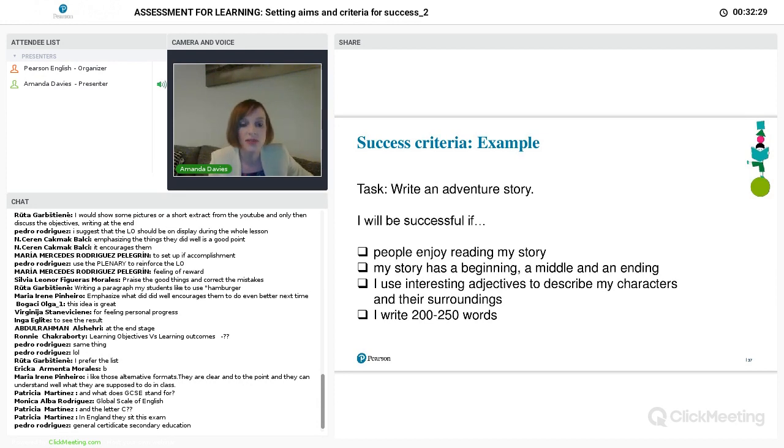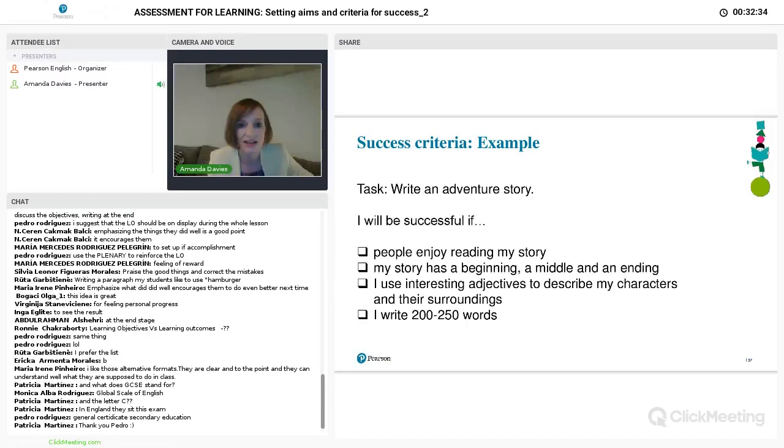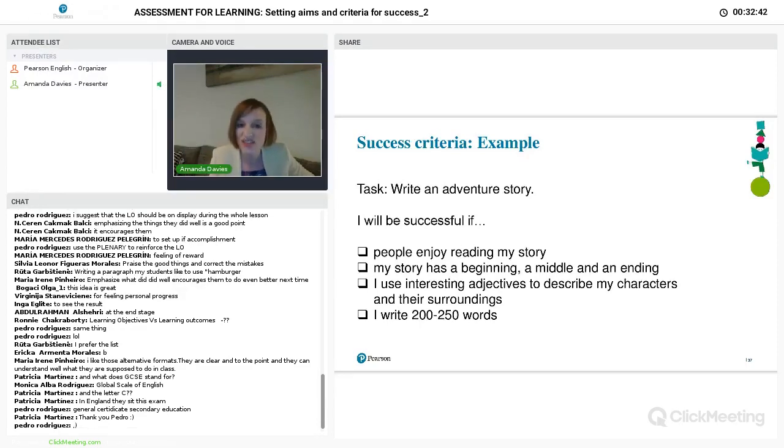I don't know about you, but often with written tasks and speaking tasks, my students just try and finish as quick as they possibly can, put their hand up, say we're done, and often they haven't done as well as they could have done. So success criteria give very clear ingredients for what students need to do in a task.